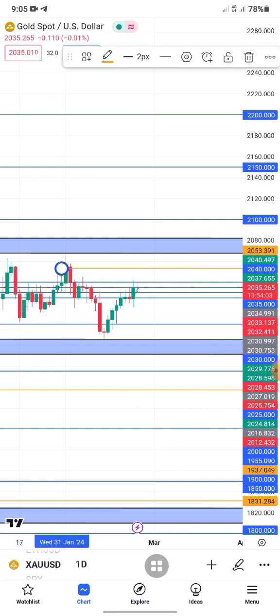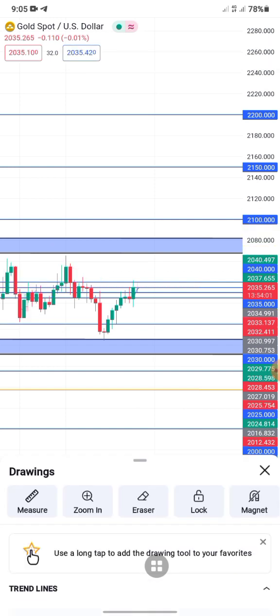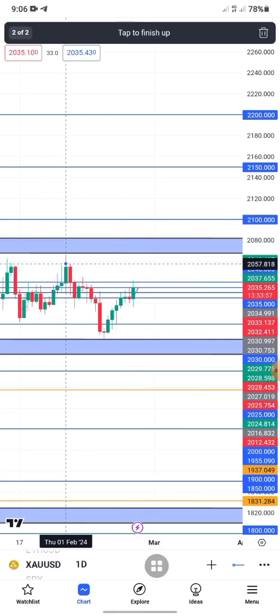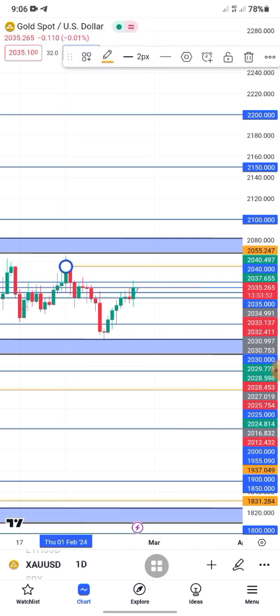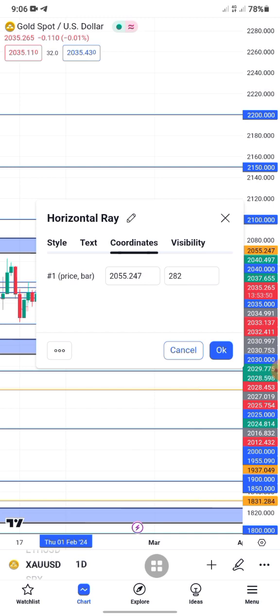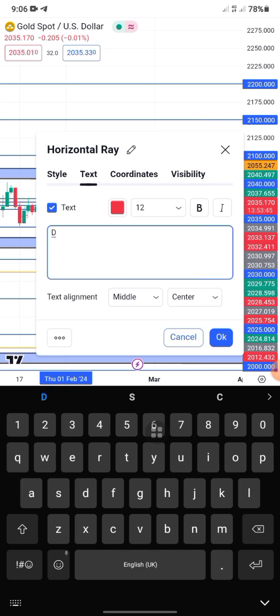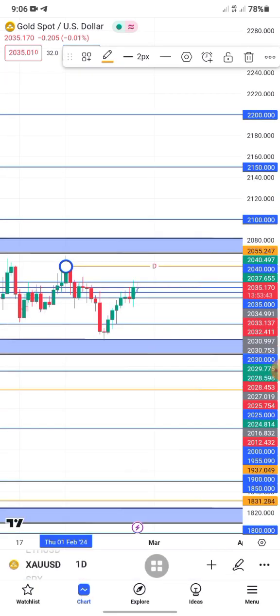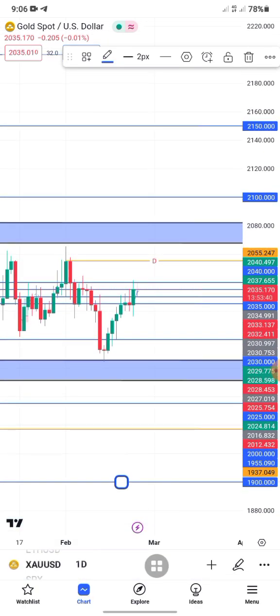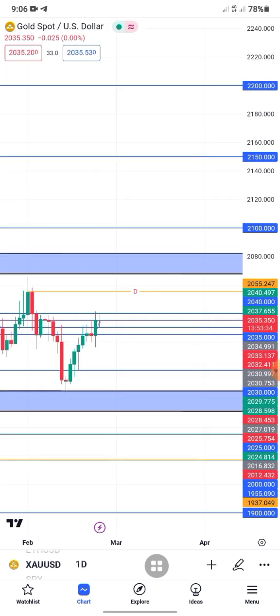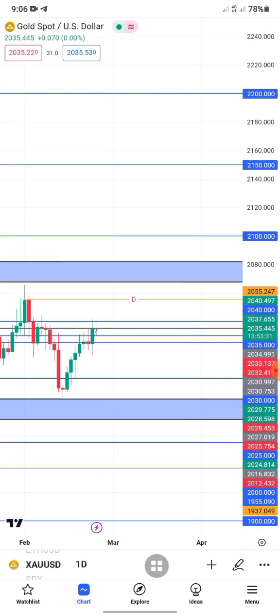Delete it and plot it again. So this is the valid zone. So I'll go over here to write it down. That's daily. Okay, so now this is the valid zone. If the market touches here, it must react, because gold always respects zones a lot. I've noticed it so many times.